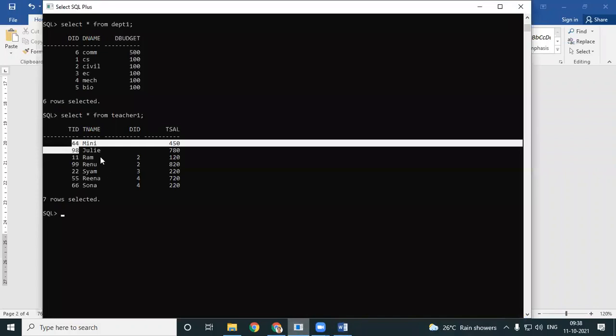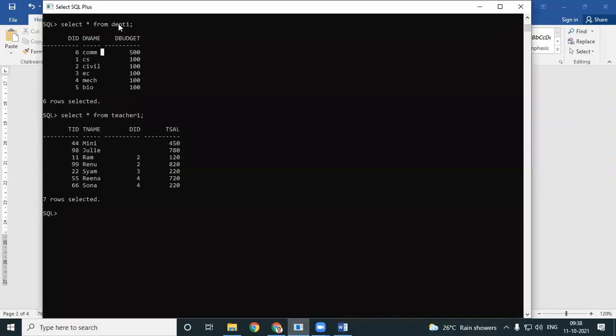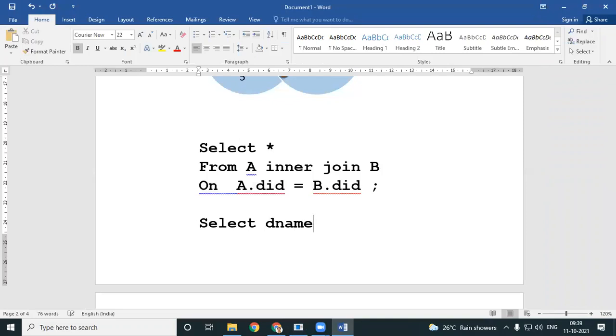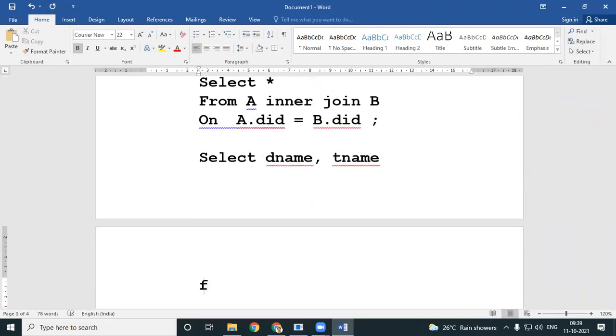I do have department DEPT and teacher. Okay, so I just want to find out what are the department names of each teacher. So I'll write select D name, comma, T name from my department one table, inner join, teacher one table.